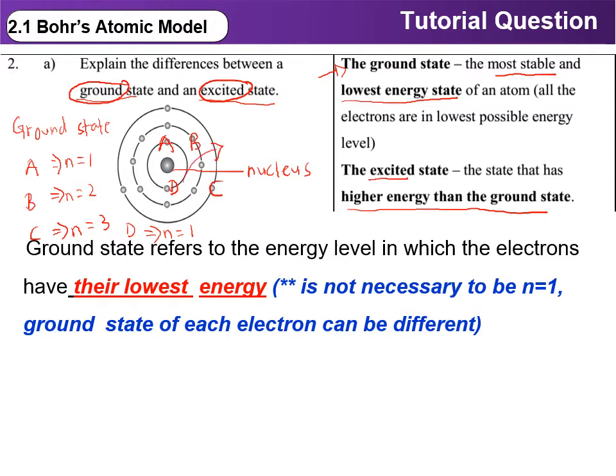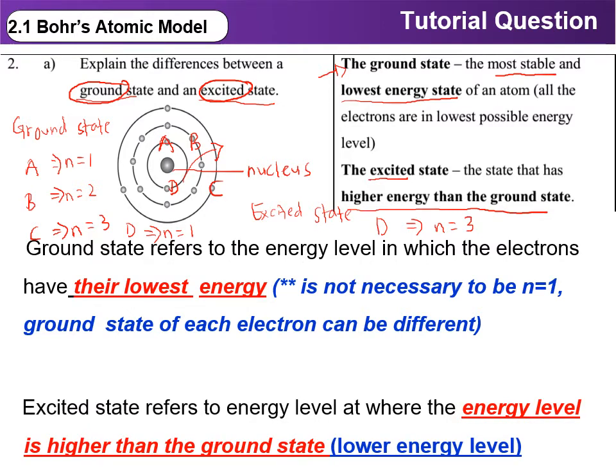So now we can say that the excited state for electron D is n equal to 3. So refer back to the definition, the excited state always refers to an energy level that is higher than the ground state. So I hope you can differentiate between ground state and also excited state.